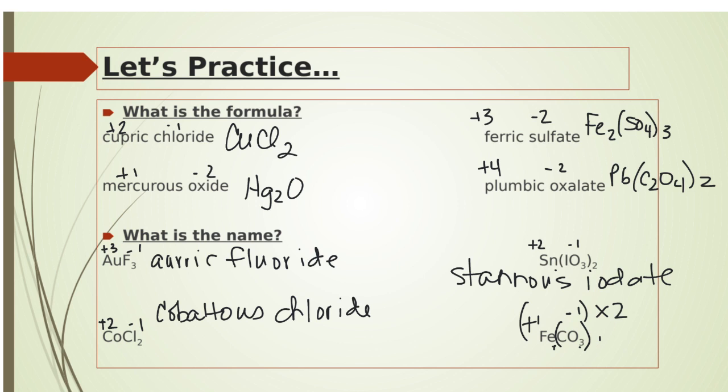So we have to multiply everything by a factor of 2. This gives iron a charge of +2, which is the low charge. So what is the name on this compound? It's going to be ferrous. It's the low charge on iron. And then carbonate is the name of the polyatomic.